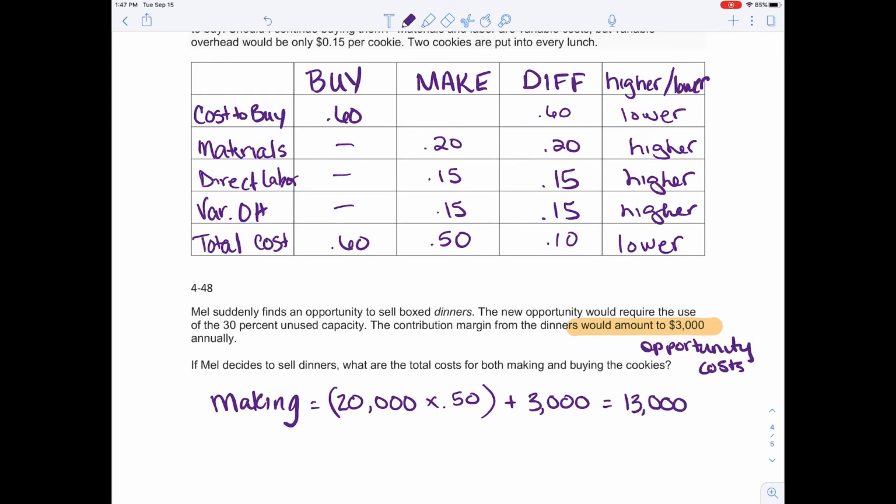So the total cost then would be $13,000. If I then decide to buy the cookies, my total cost would just be that 20,000 times 0.6, which would equal $12,000. So if I have the opportunity to sell these box dinners, then I would want to buy the cookies.